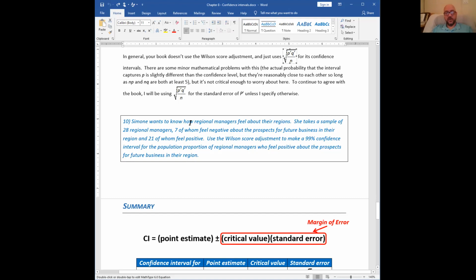So here's Simone. She takes a sample of 28 regional managers, 7 of whom feel negative about the prospects for future business, 21 of whom feel positive. We're going to use a Wilson score adjustment to make a 99% confidence interval for the population proportion of regional managers who feel positive about the prospects for future business in their region. So 21 feel positive, 7 feel negative. I'm going to treat that as though 23 feel positive and 9 feel negative, which gives me a total sample size of 32. So we're going to do 23 out of 32. That's it. That's the Wilson score adjustment. Super easy.